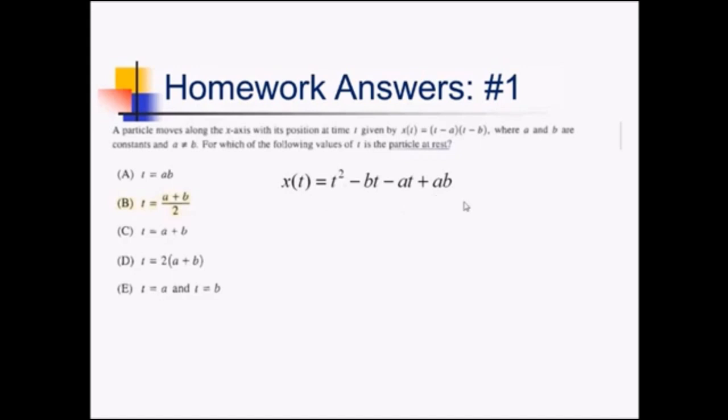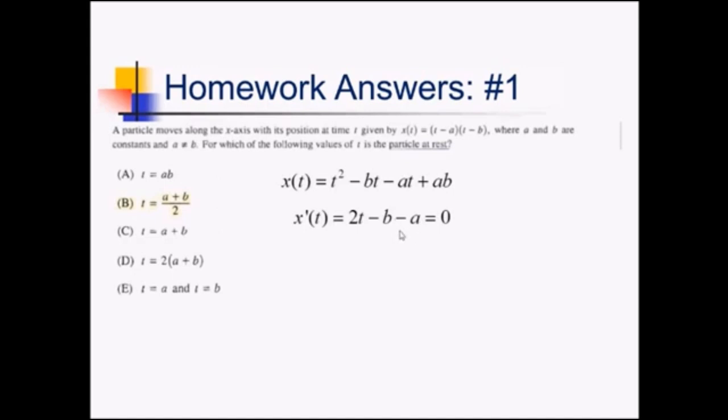Okay, let's go ahead and take the derivative now, keeping in mind that a and b are constants. So we're going to have 2t minus, this is just going to be b, minus a, and then this ab again is a constant, so that's just getting zeroed out. So we want to figure out where this expression equals 0. To do that, all I actually need to do here is solve for t, because if you look at all these answers, the answer is always in terms of a and b.